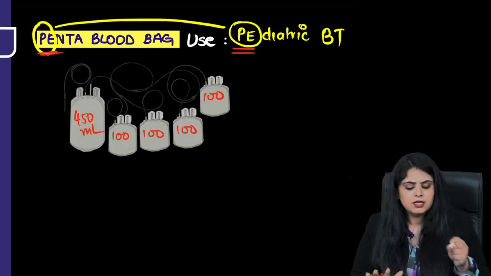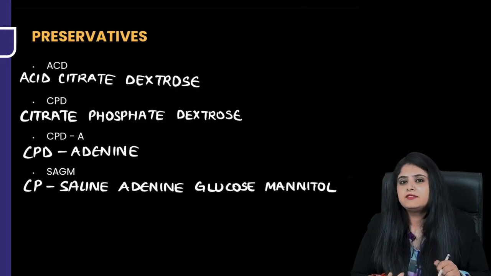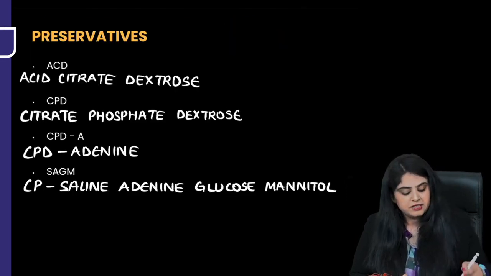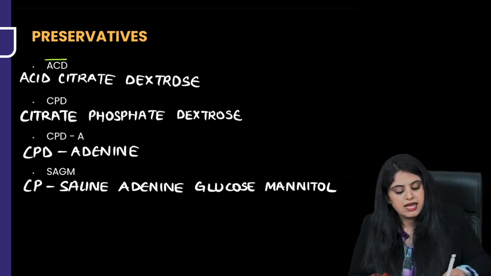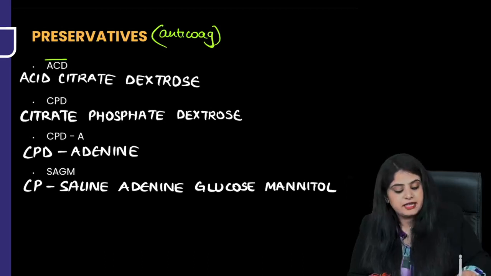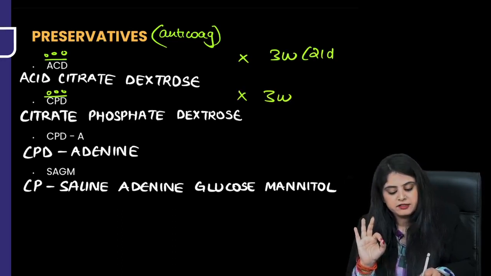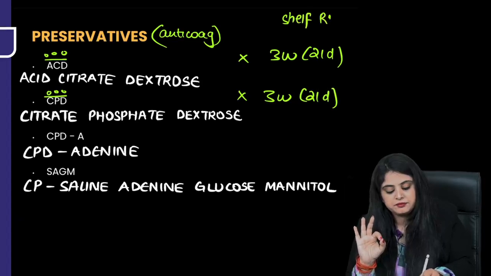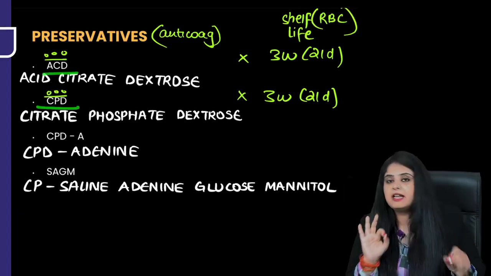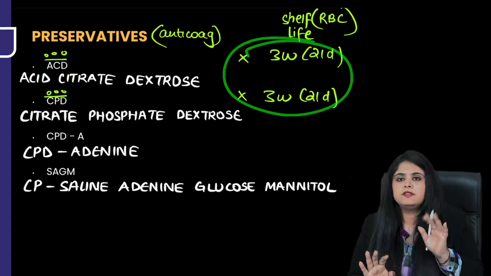Done with the bags. Quickly, do you want to revise all the shelf lives and the anticoagulants? Quickly then. Tell me, if you have used the anticoagulant as ACD, what is it? How did we learn it? ACD and CPD. They have 3 alphabets. So the shelf life of blood is going to be 3 weeks, that means 21 days. I'm talking about the shelf life of the red blood cells. So simple, if a 3-alphabet anticoagulant is used, then 3 weeks of shelf life.